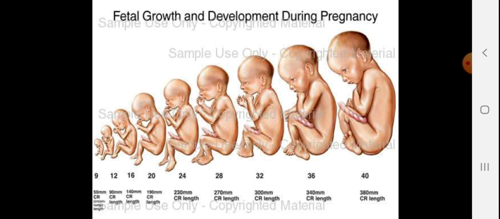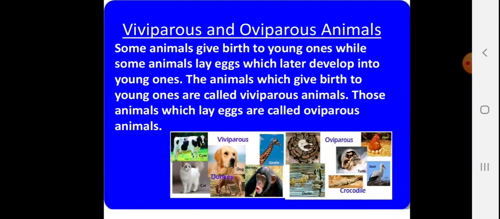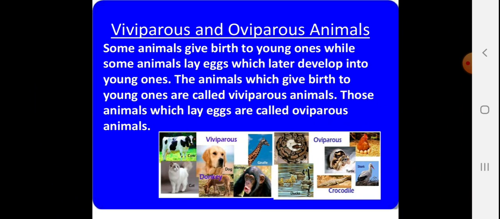Now the CR length, that is the crown rump length, that is the head to tail length, is almost 38 centimeters. So when the child is born, it is born with a height of more than 1 foot, or you can say between 1 to 1.5 feet, or 38 centimeters. Now, viviparous and oviparous.